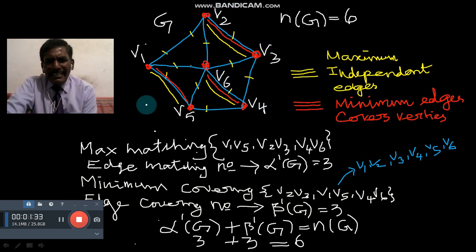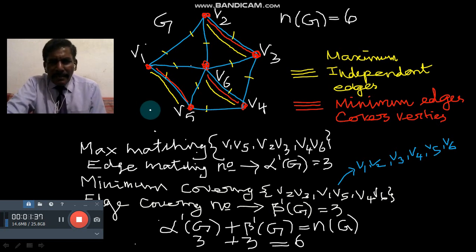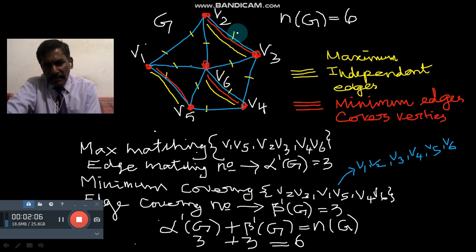First we talk about the independent edges. What are the independent edges? The edges which are independent of one another are called independent edges. That means edges which are not adjacent to one another. An edge should not be adjacent to another edge. Such a set of edges is called an independent edge set of the given graph.